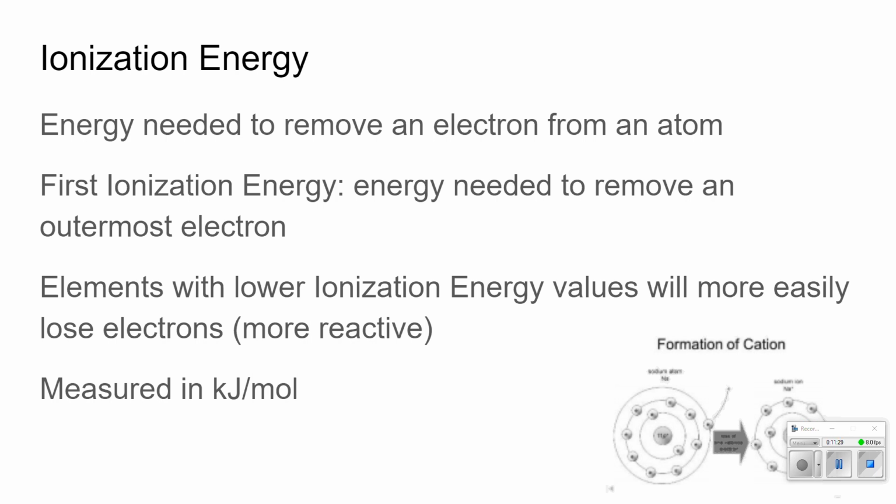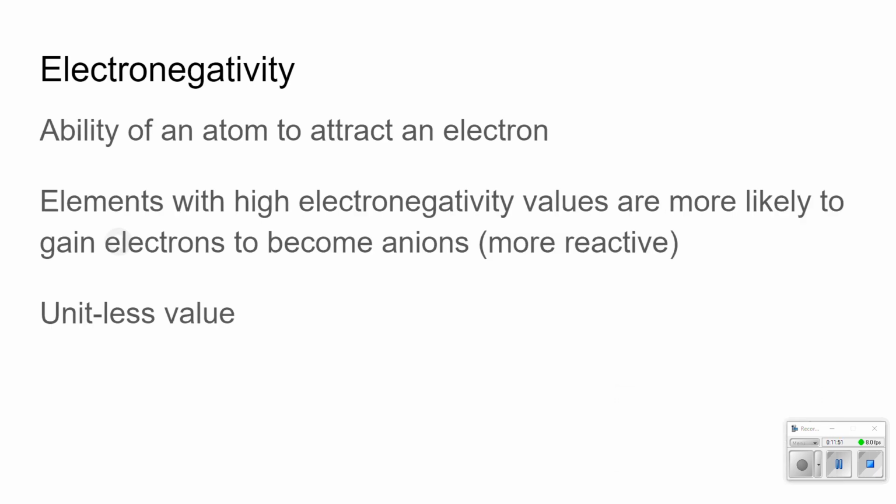So when we look at ionization energy, it might even be helpful for you in your note sheet to circle where it says low IE. Because if you have a low ionization energy, it means it's easy to lose electrons. And gaining or losing electrons can get you to being stable. So when we talk about loss of electrons, we're talking about ionization energy.